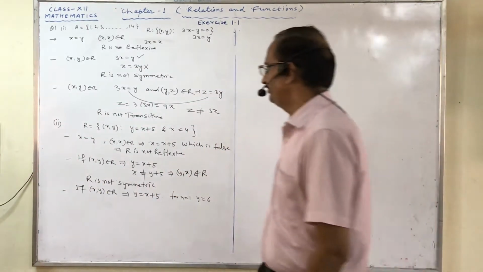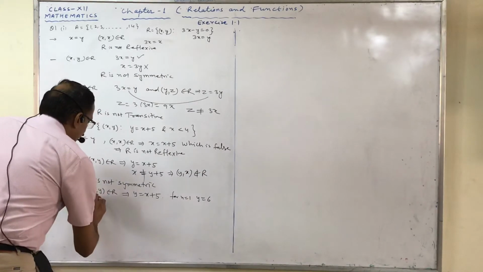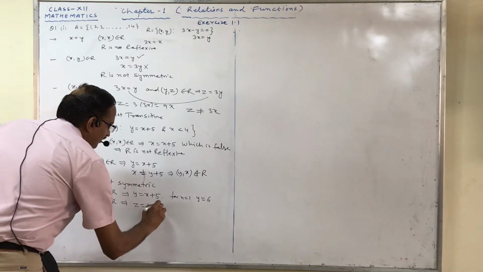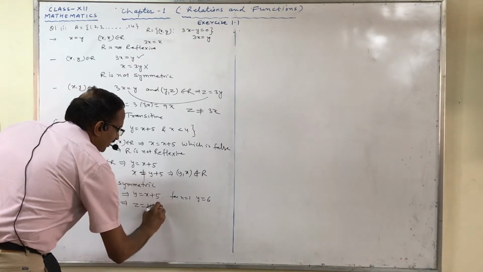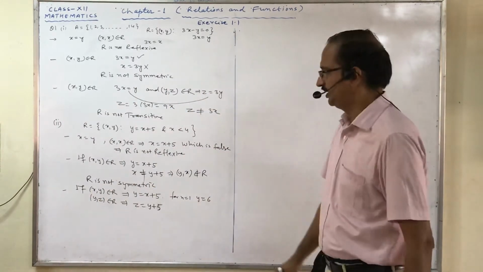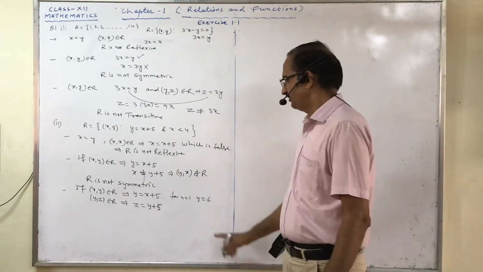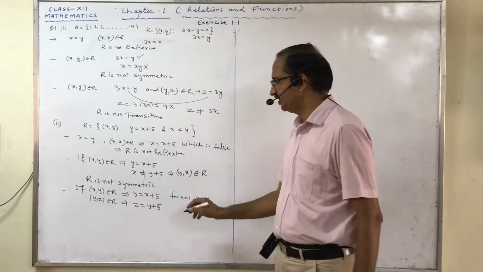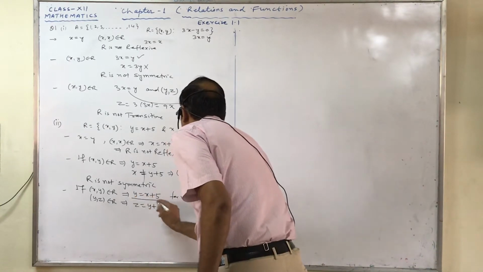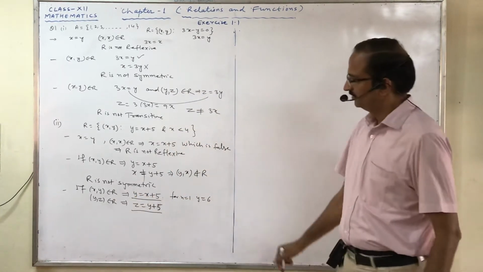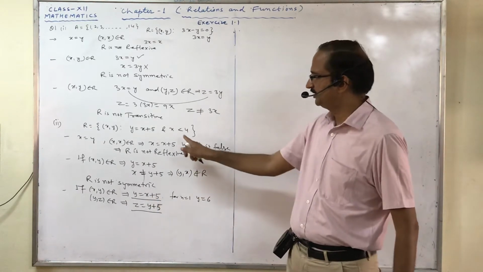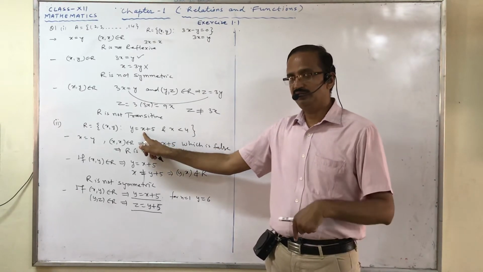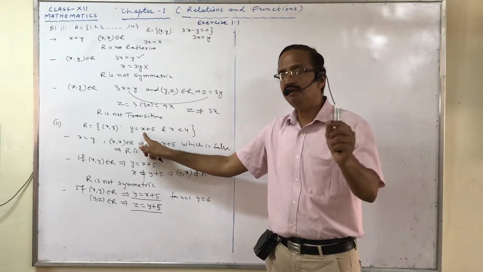Correct? Now we will write (y, z) belongs to R. This implies that z equals y plus 5. But when we write the value of y, what is the value of y? That is 6, which is not possible. Because look at this relation and second relation. For this, the condition is that this x is less than 4. Means the domain that we are putting is less than 4.